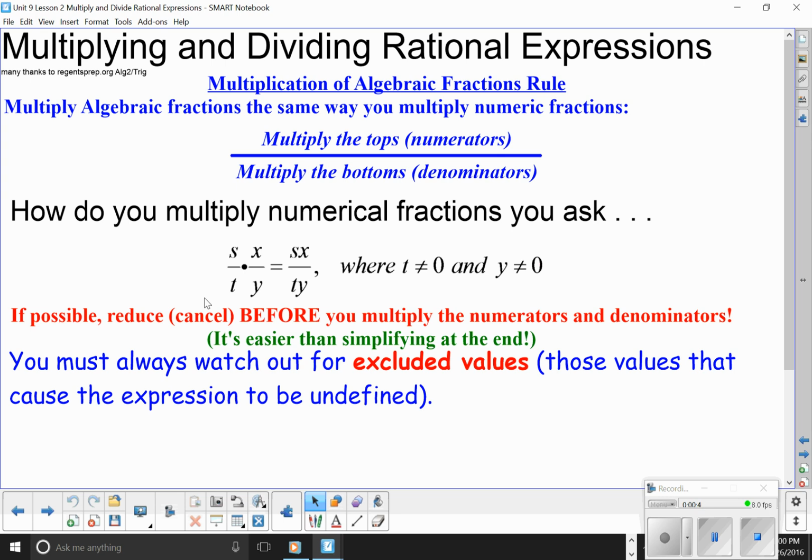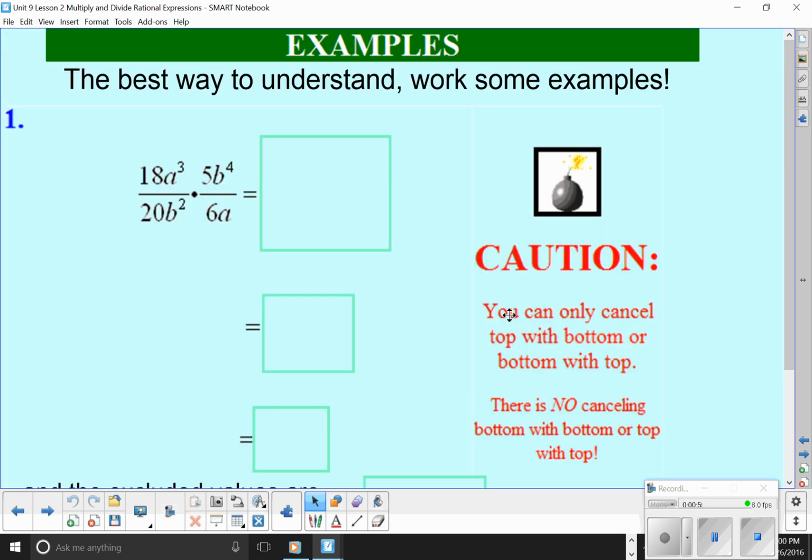If possible, do reduce or cancel prior to multiplying. It's so much simpler than simplifying at the end. You must also always watch out for excluded values, those values that cause the expression to be undefined, which means that the denominator would be 0. Let's look at some practice. Best way to understand: examples.